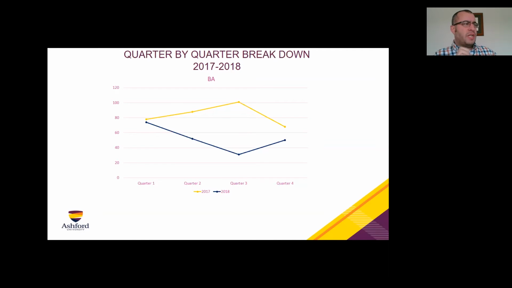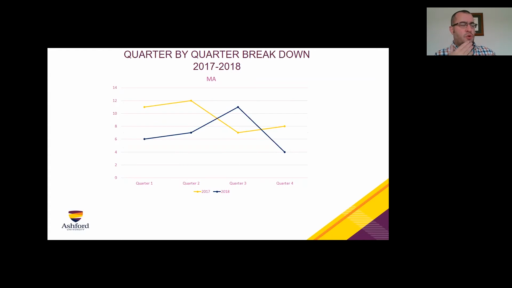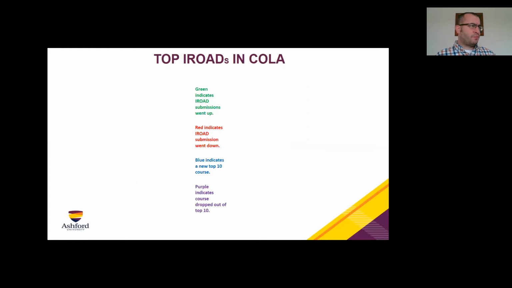Here's a quarter by quarter breakdown within COLA between 2017 and 2018. Again, it's difficult to really draw any clear conclusions from this data because there are so many different contextual variables that could contribute to why you see an increase or a decrease of incidences being reported from quarter to quarter. Here also is the data quarter by quarter for the master's program as well. So again, I just want to give you a general sense of what the situation is here.